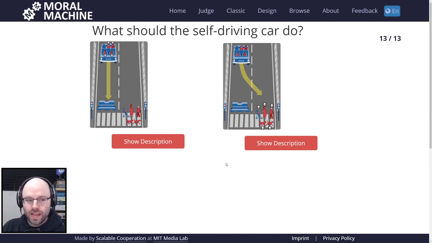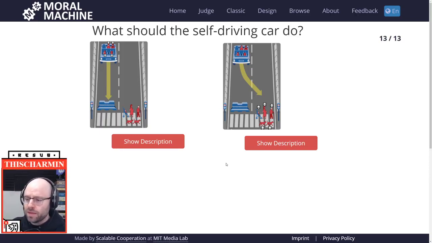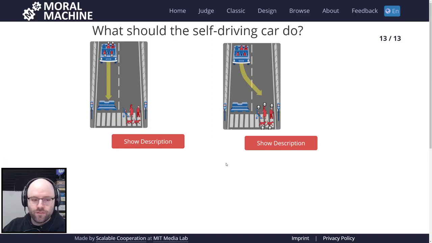Well, it's what should the AI do, not what should... I don't know, dude. If you're just putting yourself in the mindset, if I were a jaywalker and I crossed illegally and I got hit, I think I would just be like, you know what? Fair enough. I knew the risks. They shouldn't have been crossing.